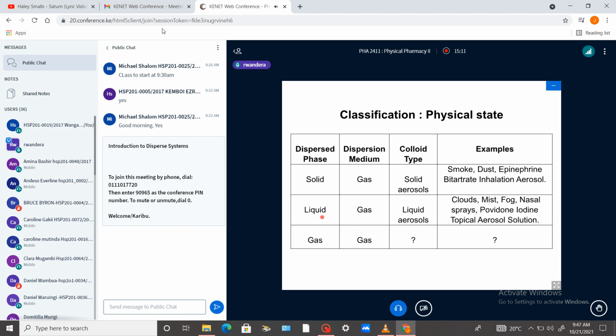So what happens when you have a gas dispersed in a gas? What is the colloid type formed? Anyone from the class? What happens when you have a gas dispersed in a gas?